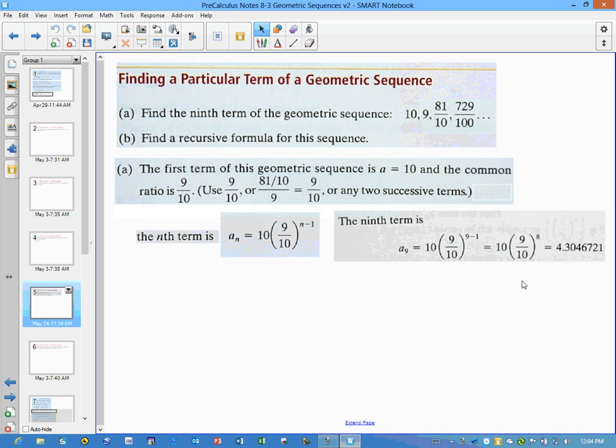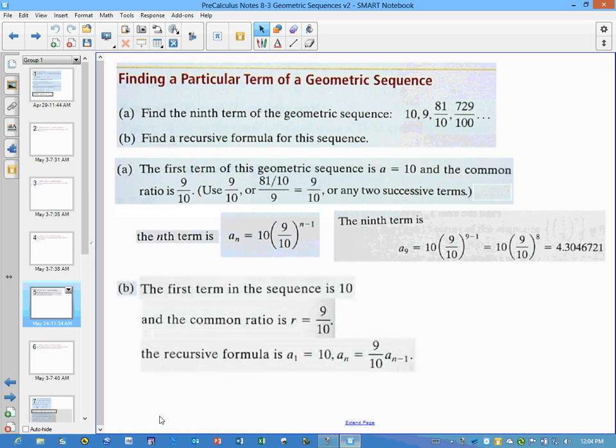And when you clean that up a little bit with the calculator, you're going to get 4.3046721. All right, so that answers part A. What's the ninth term? Or we can answer part B for the recursive formula.